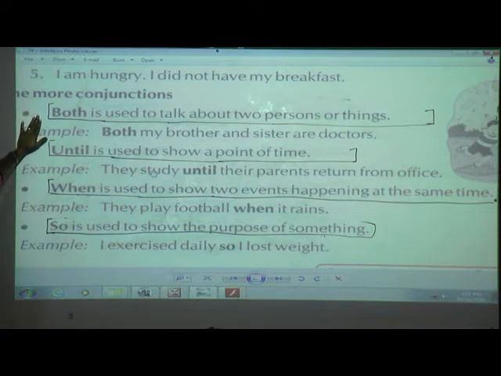B-O-T-H, both. Why is it used? Yes, it is used to talk about two persons or things. Then until is used to show a point of time. When is used when two events are happening at the same time, and so is used to show the purpose of something. I hope that you have understood why we are using these four conjunctions.